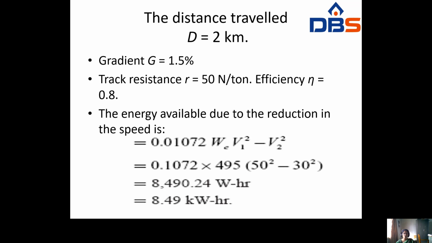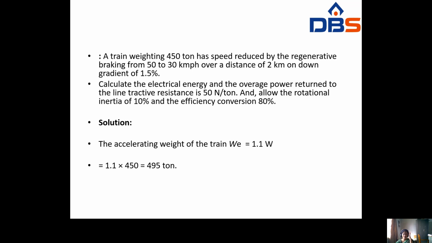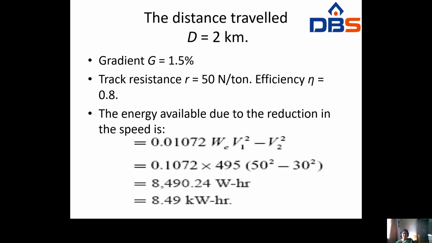The energy available due to the reduction in the speed is, according to the speed time curves, a trapezoidal speed time curve. Here in the problem it is not given which speed time curve, so you may assume either a trapezoidal or a quadrilateral speed time curve. Here you have to assume the trapezoidal speed time curve, given by 0.01072 W (V1 square minus V2 square).